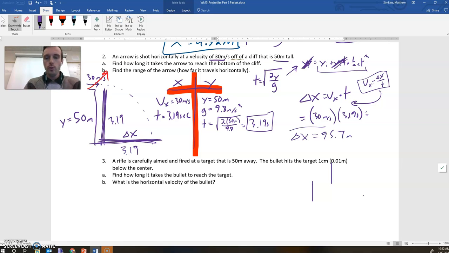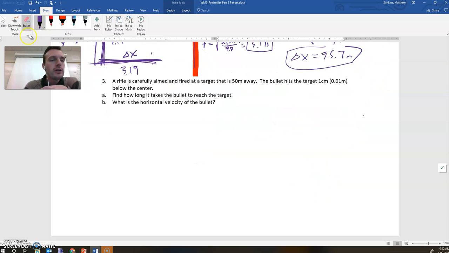All right, so there's one sample of how this might look. Let's go to the range. Range safety is important, but the range is a fun place, especially for physics. A rifle is carefully aimed and fired at a target 50 meters away. All right, so here's our little physics pew-pew. Pew! And it's going to go over here, and it's going to drop a little bit, right?